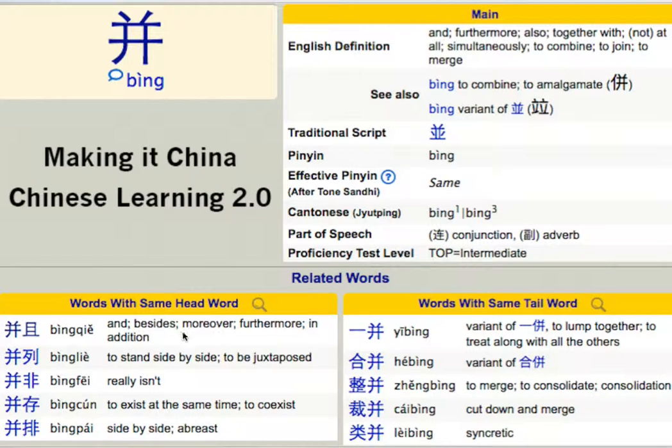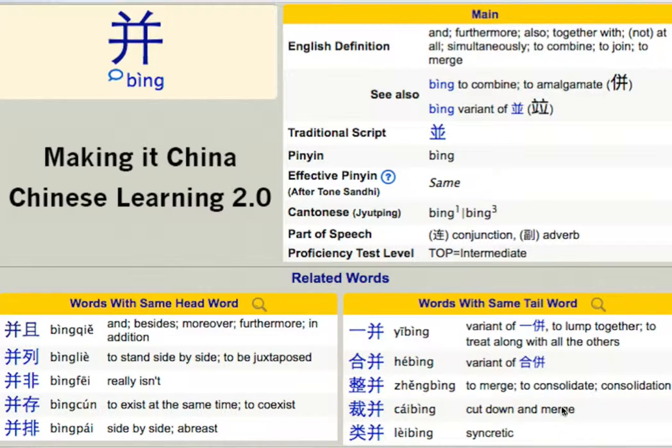Now let's look at all the translations. Besides, moreover, to stand side by side. Really isn't, to exist at the same time. Coexist, side by side, abreast. To lump together, to merge. To cut down, merge, syncretic. All right, so we see that there is some type of a pattern here, a correlation, right? Syncretic, syncretism, right? Things that correlate.